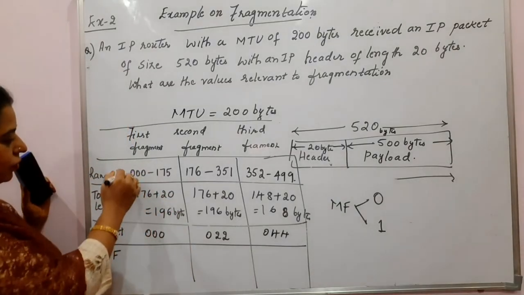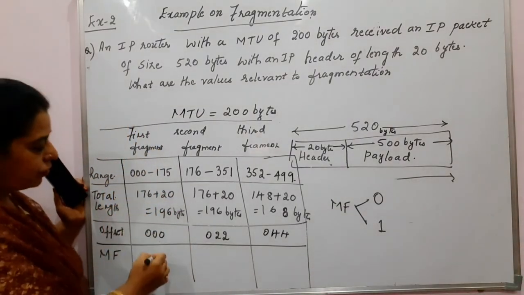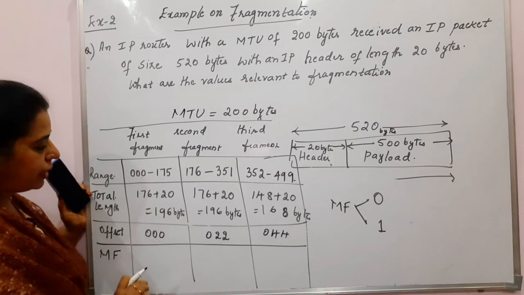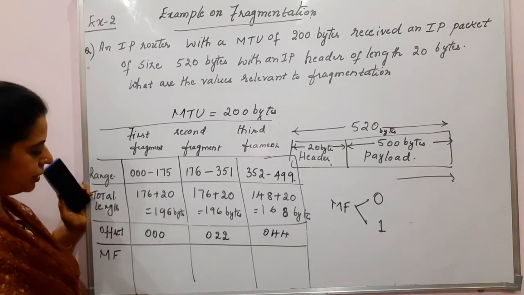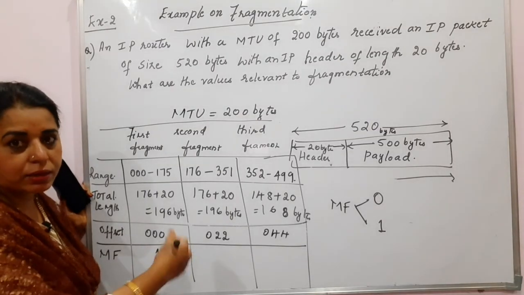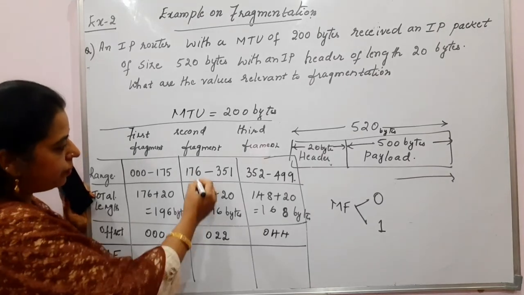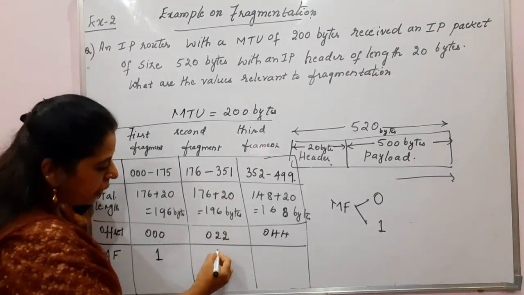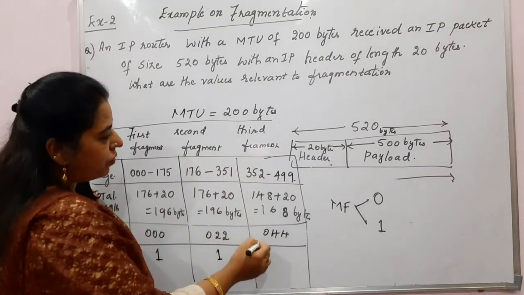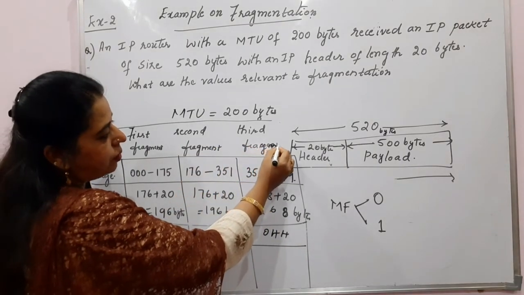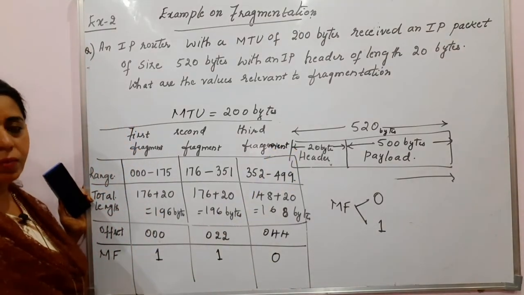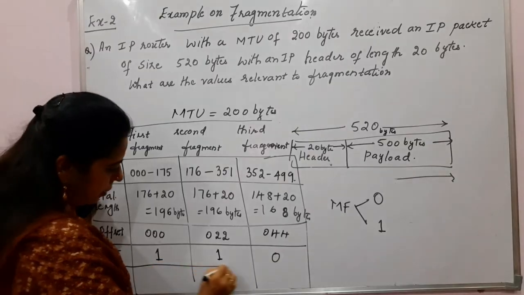So in this case, if you look here, the first fragment is definitely not having the complete size of the data. It is carrying only 176. So we can write down the more fragment bit as 1. It indicates what? There are some more fragments following up. Then the second fragment will also have 1. The third fragment, which is the last fragment, will carry more fragment bit as 0. 0 indicates that it is the last fragment in the datagram.